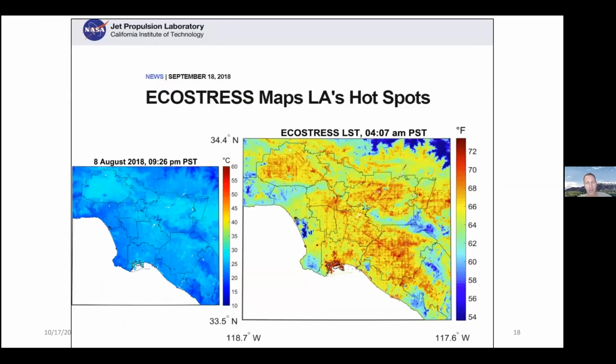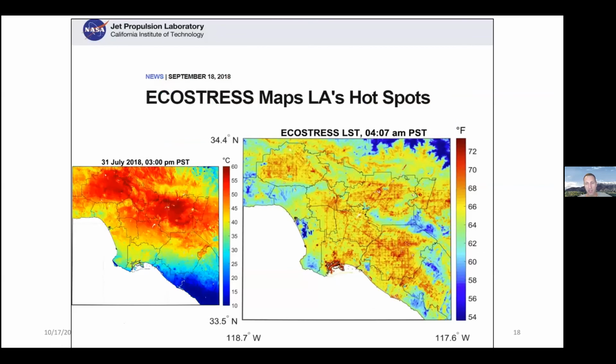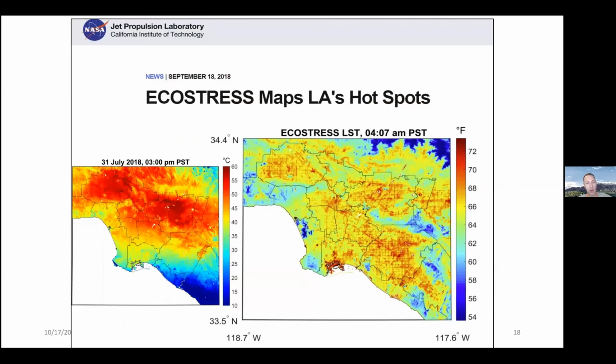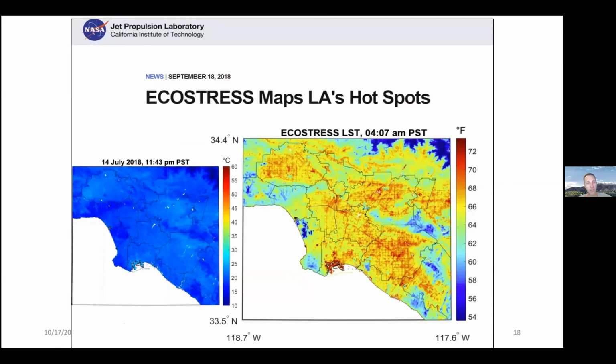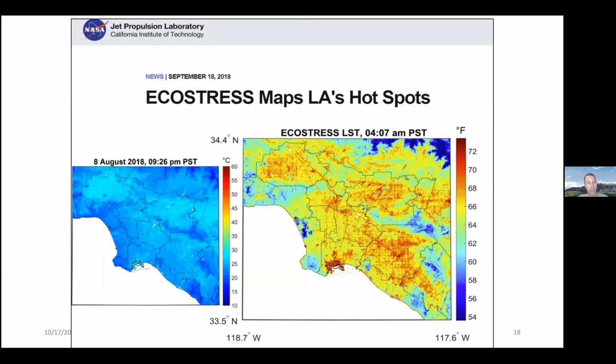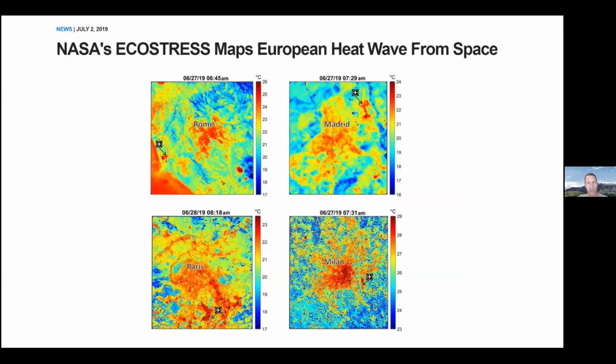So this map actually made the NASA news. It's the first time we've seen temperatures of the urban areas at this time, and also over the diurnal cycle. So on the left, you can see a snapshot of temperatures throughout the day, throughout that heat wave towards the end of July. And it's kind of cool to see the evolution of temperatures as they evolve throughout the day. We also made the news when we imaged the famous European heat wave in 2019.